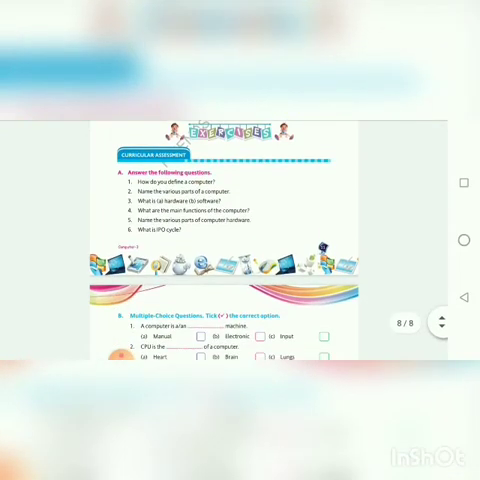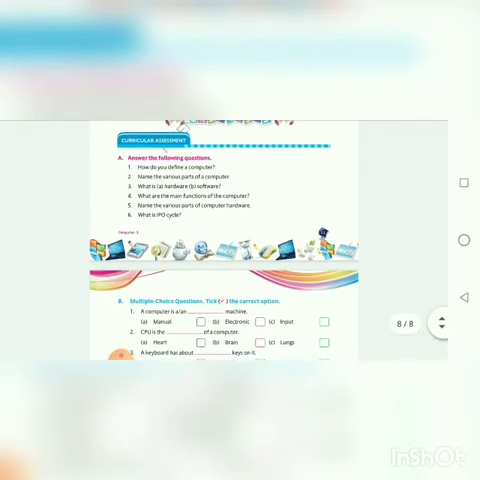Question number 2. Name the various parts of a computer. The parts of a computer: hardware, monitor, CPU, keyboard, mouse, printer, plotter. Then second, software: MS Paint. Question number 3. What is hardware? What is software? Hardware are the parts of the computer that you can touch and feel. Number 2, software. Software is a set of instructions or programs that tell the computer to do a particular task.